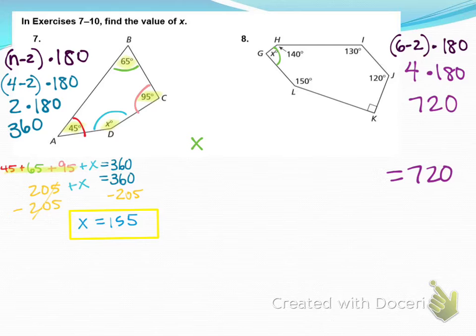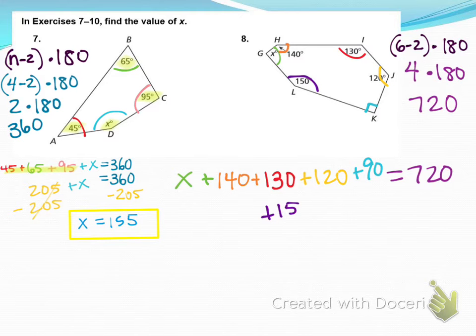So I'll start with x because I want to. X plus 140 plus 130 plus 120. The most common mistake on this question is forgetting about 90 plus 90 plus 150. And all of that equals 720. So you want to make sure you have all 6 angles added up so it's equal to 720.